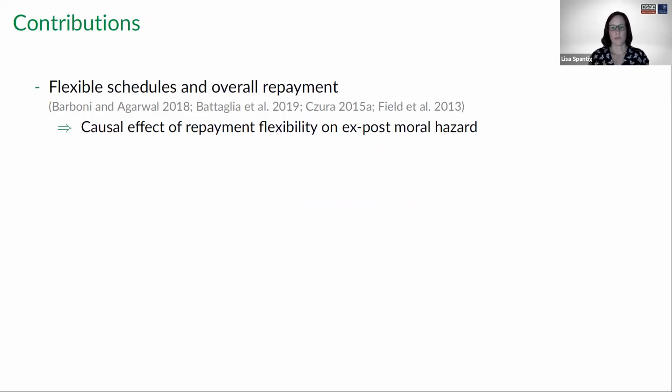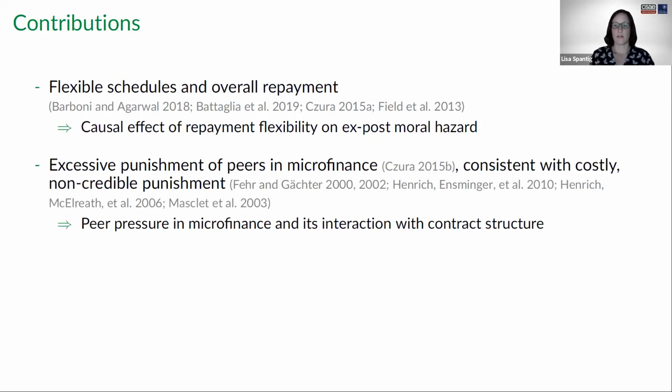There are three ways we contribute to the literature. First, the literature on flexible microcredit and how it affects repayment rates. Here we will show a causal effect of repayment flexibility on the decision not to repay, ex post moral hazard. We also relate to the literature on punishment, in particular Christina's study, where she has shown that borrowers punish each other quite a bit, even if income shocks are observable. And we will look at how this peer pressure interacts with the contract structure.